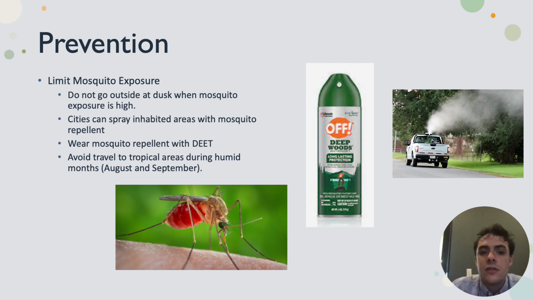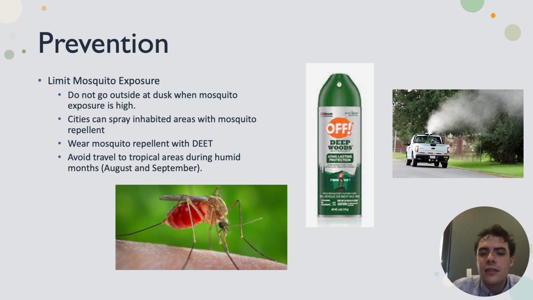The next thing that we can do is use bug repellent, especially bug repellent with DEET that is going to deter mosquitoes from coming near you. These could be in the forms of Off, a citronella candle, and sometimes even cities will have a truck that sprays bug repellent into the air at dusk periods to ensure that mosquito traffic is at a low.